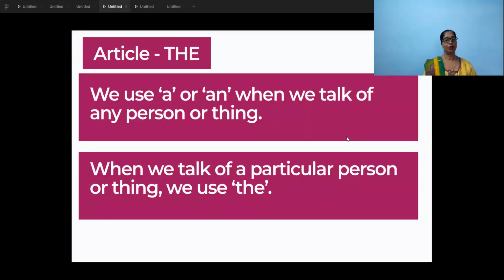So today we are going to learn the use of article the. So let's compare and learn. We use a or an when we talk of any person or thing. कोई भी एक इंसान के बारे में या thing के बारे में, not a particular but anyone, then we can use the article a or an. But when we talk about a particular person or a particular thing, we use the.